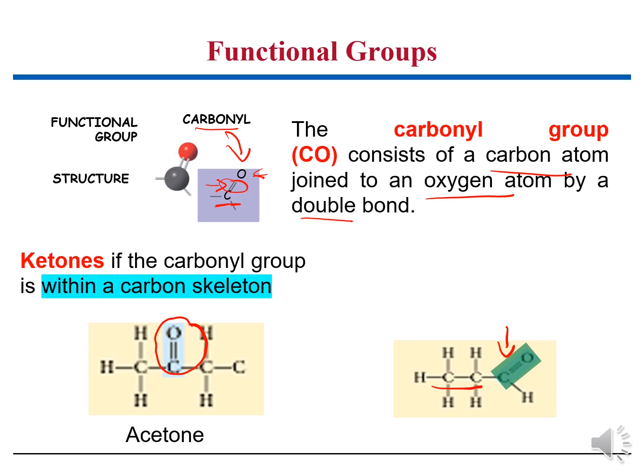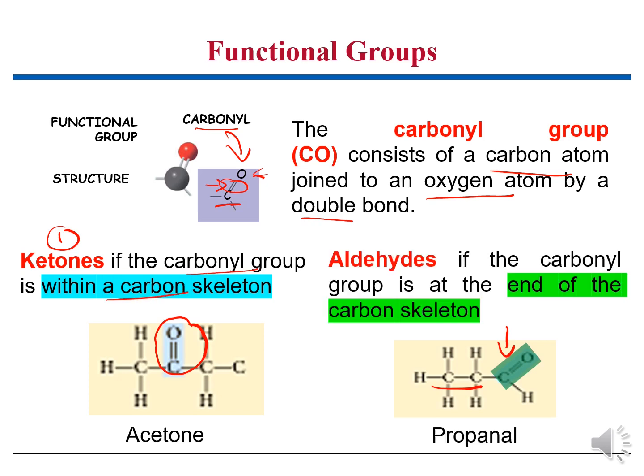The first example is called a ketone if the carbonyl group is within the carbon skeleton, and the second is called an aldehyde if the carbonyl group is at the end of the carbon skeleton. This is called acetone, and this is called propanal.